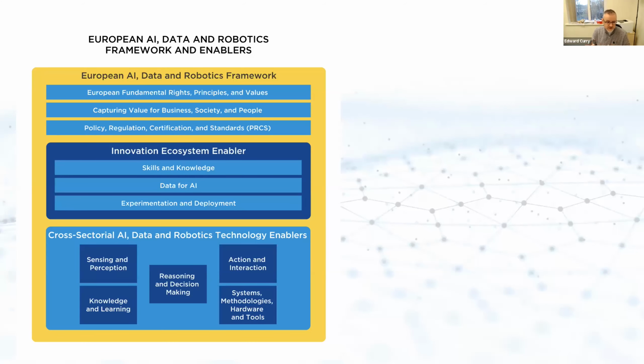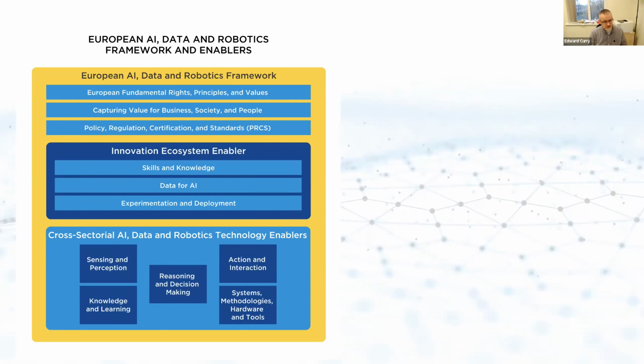And the partnership itself is developed around a framework, and I think the framework is really important in the context of the conversation that we're having here today. So the framework itself, you can see on the left, and the very first thing they talk about is this notion of European fundamental rights, principles, and values. So the absolute basics that we're looking at are very much what's captured in that AI Act. And then looking at other items such as capturing value for business and society, and then looking at policy, regulation, certification, and standardization. These are very important things because they set the scene, they set the operational parameters for how our AI systems will work.